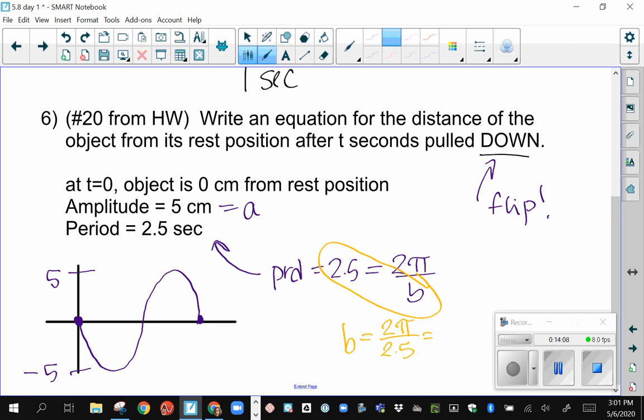We don't like fractions and decimals. So for this one, I think we could quickly multiply by 2 for both of those. Multiply the top by 2, I get 4 pi. Multiply the bottom, I get 5. So we now know b. We now know the a value. A is actually going to be negative 5 because of the flip. And I think that's all we need to know there.